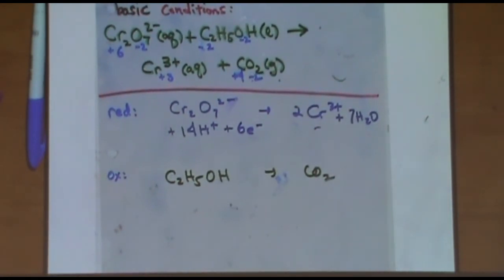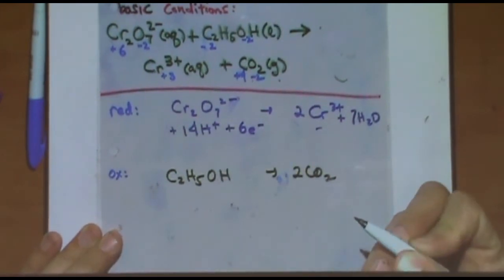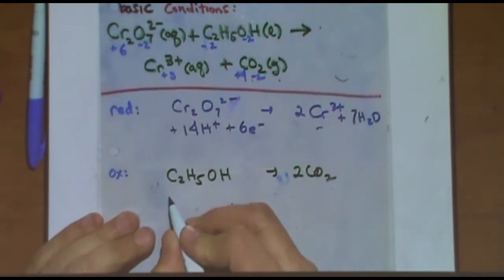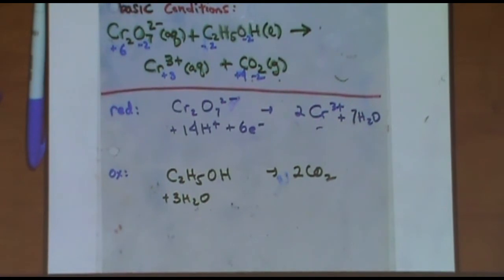Okay, next. First, balance whatever is not oxygen or hydrogen. That's the carbon. Step 2, balance the oxygens with water. There's 4 on the right, 1 on the left. So I think we need 3. Okay, only water works here. You can't put O or O2. It has to be water.